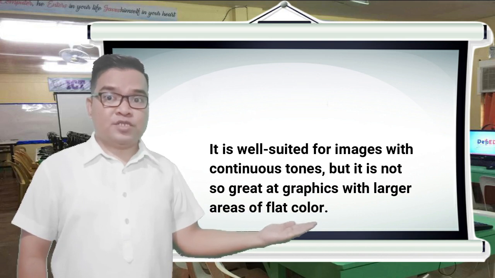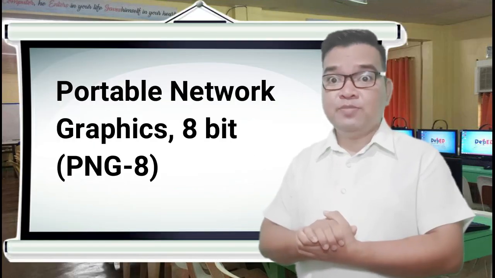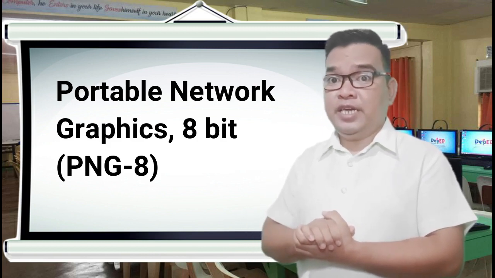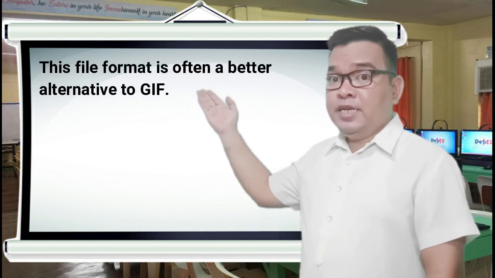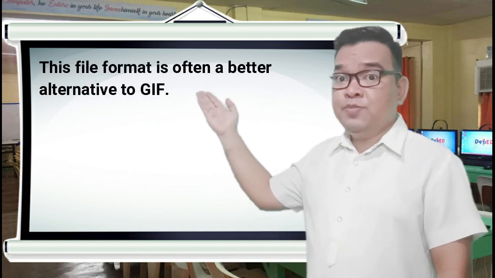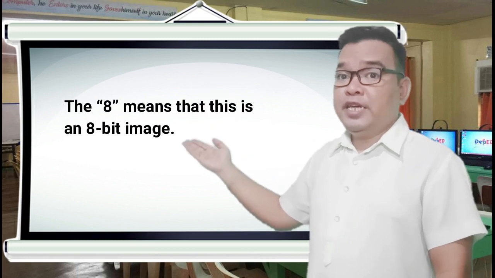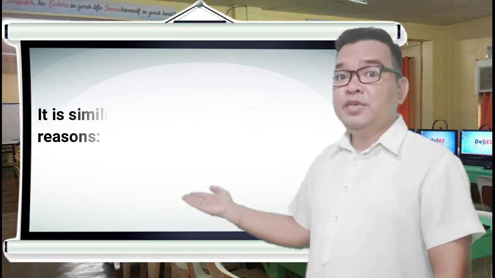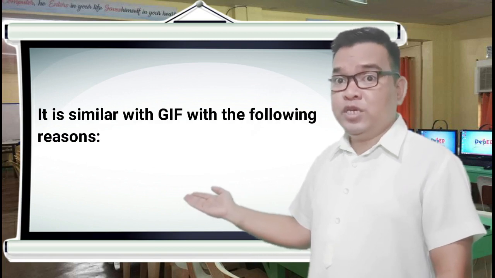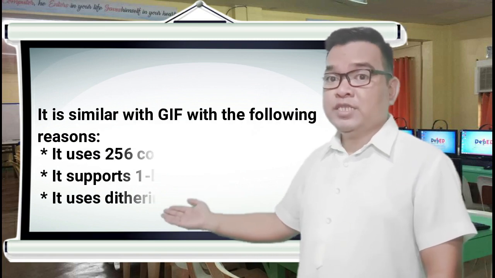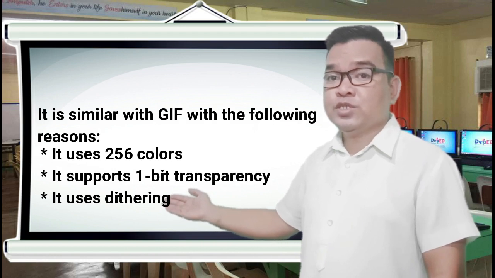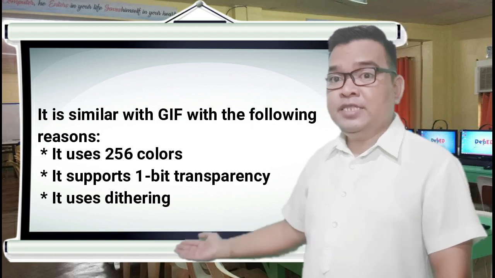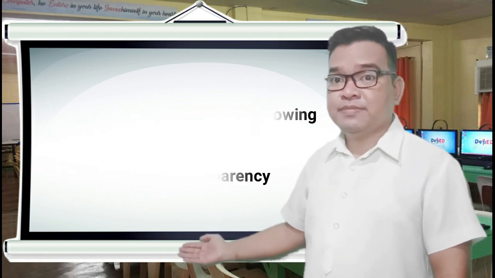Then we have the file format Portable Network Graphics 8-bit or PNG8. This file is often a better alternative to GIF. The 8 means that this is an 8-bit image. It is similar to GIF for the following reasons. It uses 256 colors, it supports 1-bit transparency, and it uses dithering.